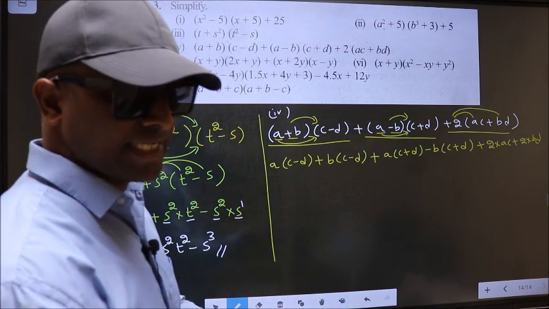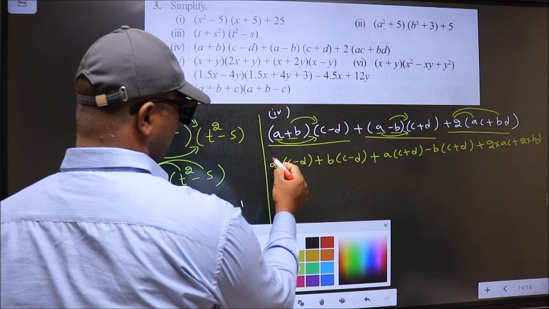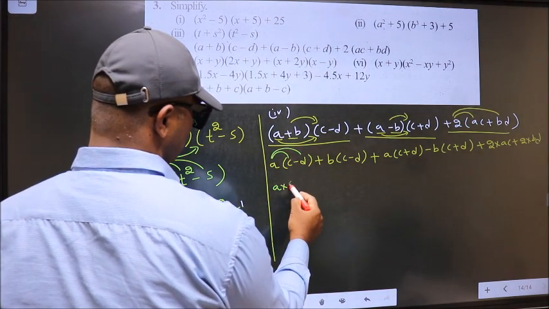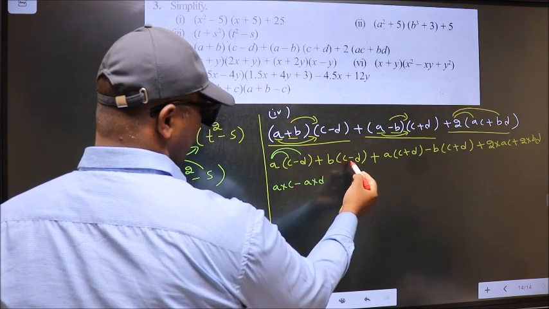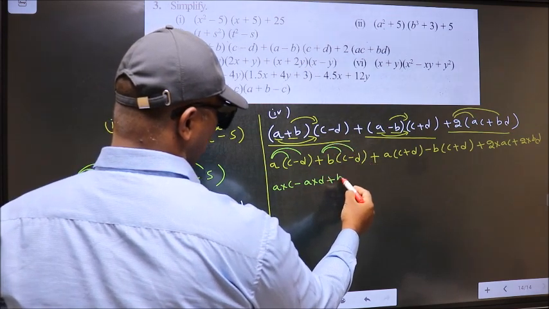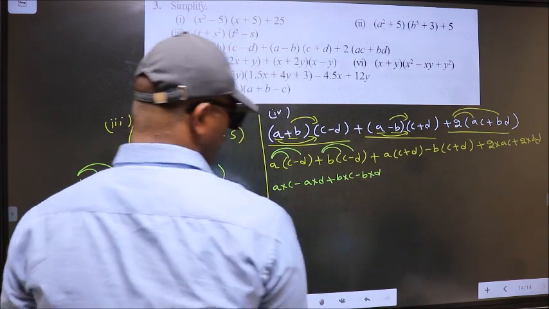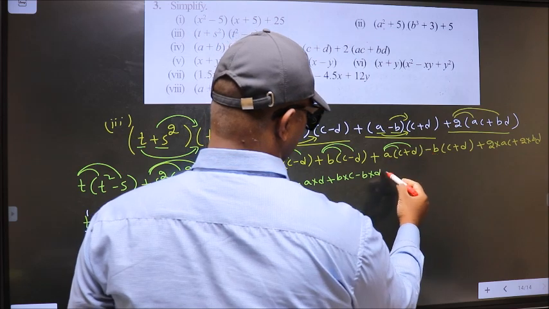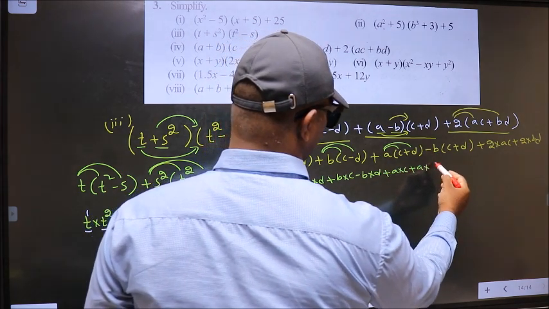Okay, next. Now with a you open up the brackets, you get a into c minus a into d, and here with b you open up the brackets, we get b into c minus b into d, and here with a we should open up the brackets, that is a into c plus a into d.